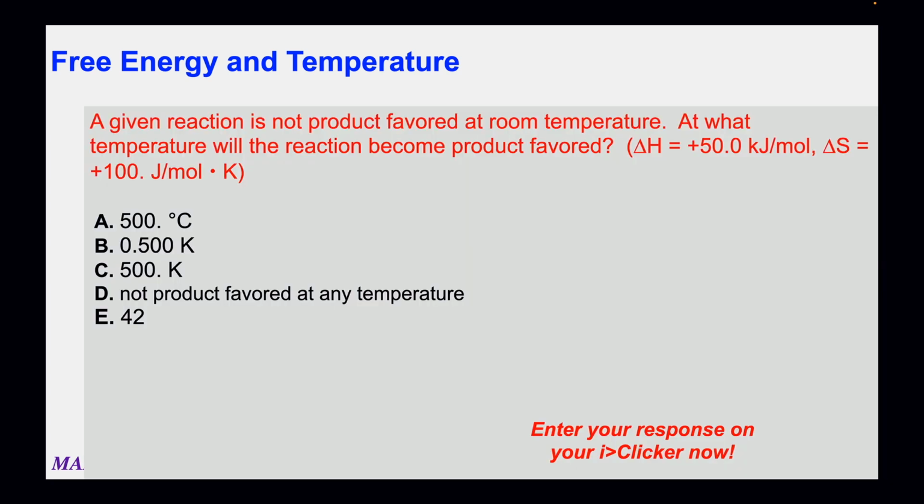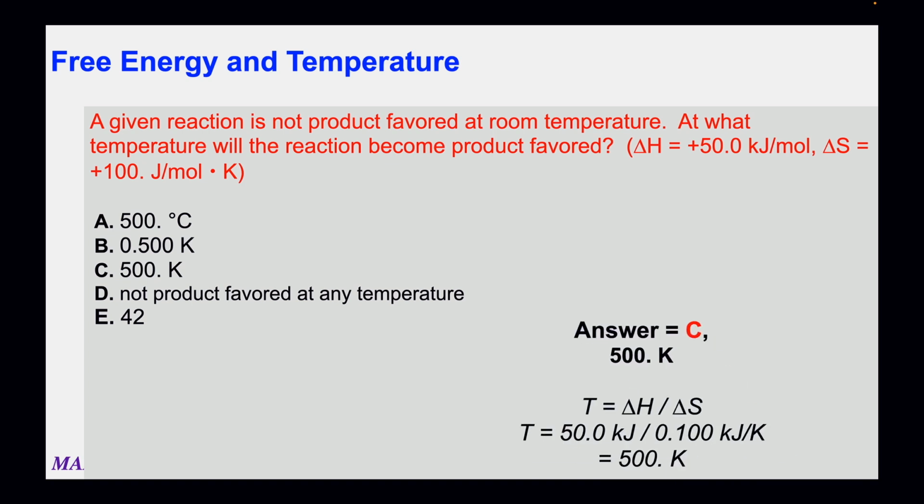Here's a question. A given reaction is not product favored at room temperature. So what that means is delta G is going to be a positive number at room temperature. And then it asks at what temperature the reaction will become product favored, and there's delta H and delta S. Well, the important part here, once again, is temperature is going to equal delta H divided by delta S, but you have to make sure that you turn delta S into kilojoules per mole to make this happen. And the temperatures come out to be Kelvin. You can translate to Celsius if you want to, stuff like that.